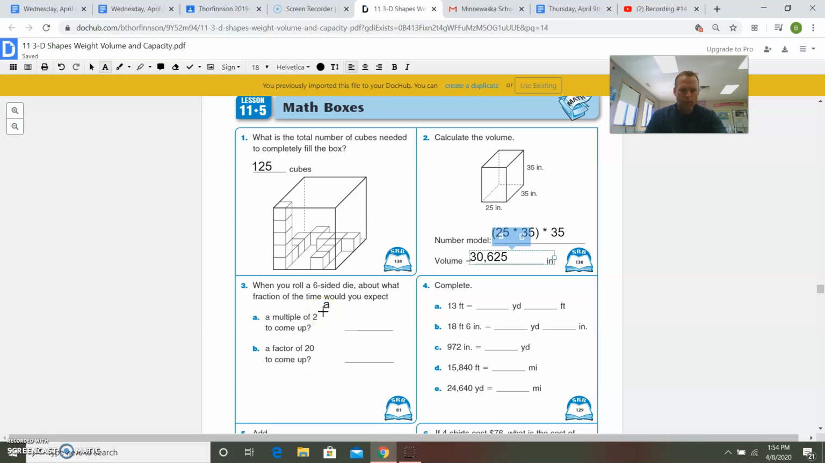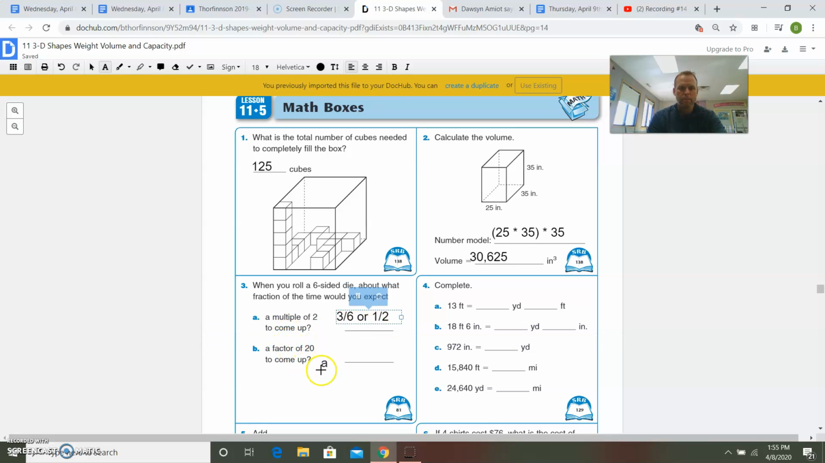This one, number 3: when you roll a 6-sided dice, about what fraction of the time would you expect it to land on a multiple of 2? Well, 2, 4, 6 are the numbers on a dice. There's 6 sides to it. We have a 1, a 2, a 3, a 4, a 5, and a 6. So a multiple of 2: 2, 2 times 2 is 4, 2 times 3 is 6. So you have 3 out of 6, or 3/6, which is equal to half.